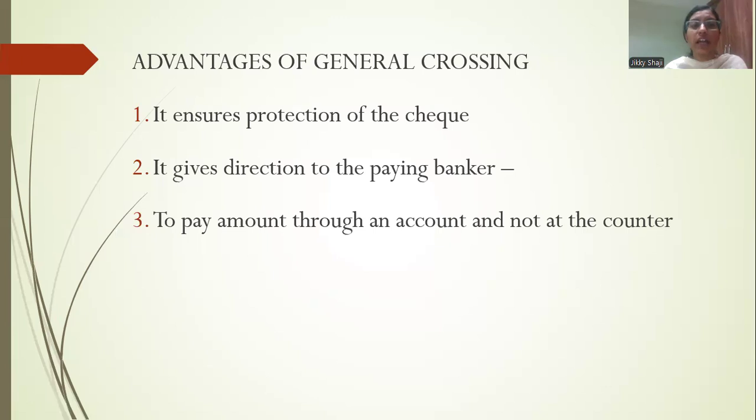What are the advantages of general crossing? When a check is crossed with two parallel transverse lines, it ensures protection to the check. It gives the direction to the paying banker that the amount should not be paid at the counter to the holder. Instead, the amount should be paid into the account of the person whose name is mentioned in the check.